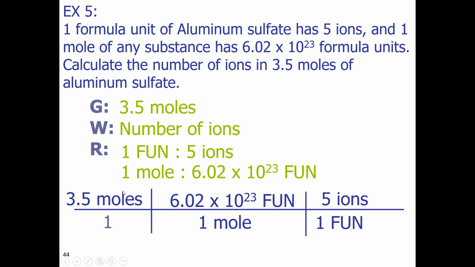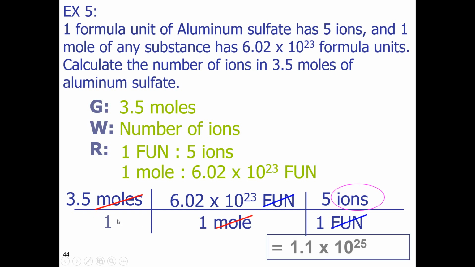When we put this in the calculator, I notice there's a bunch of 1s in the denominators, so all I really have to do is multiply across the top. I can type in 3.5 times 6.02, hit that EE button, 23, times 5, and then I can round my answer to 2 sig figs. We always round our answer to the number of sig figs in our given. And I always make sure that my units cancel out diagonally. And my final answer is 1.1 times 10 to the 25.